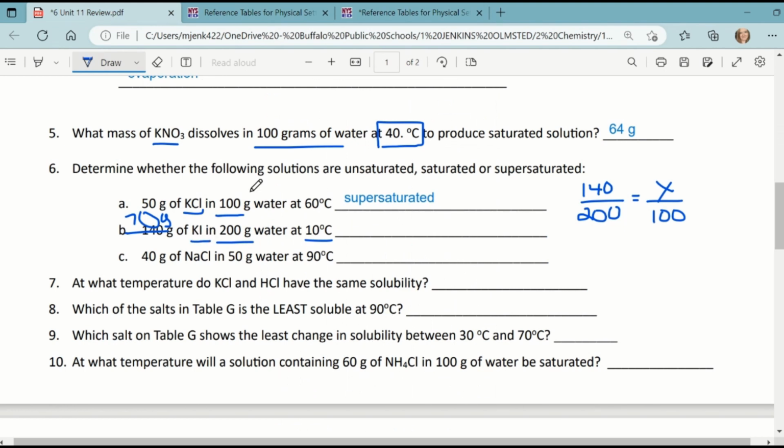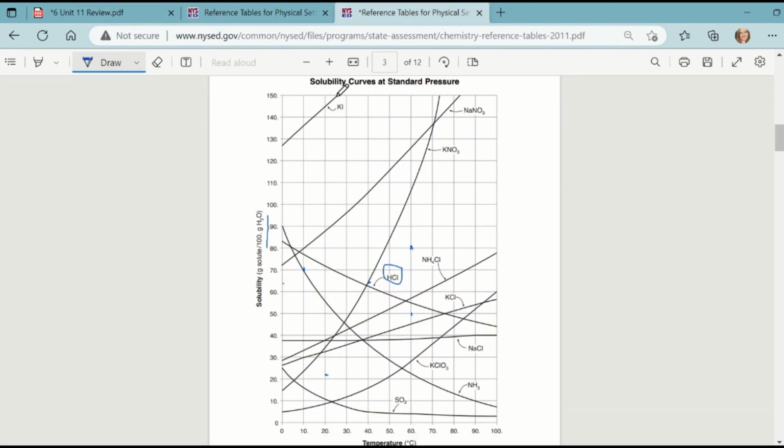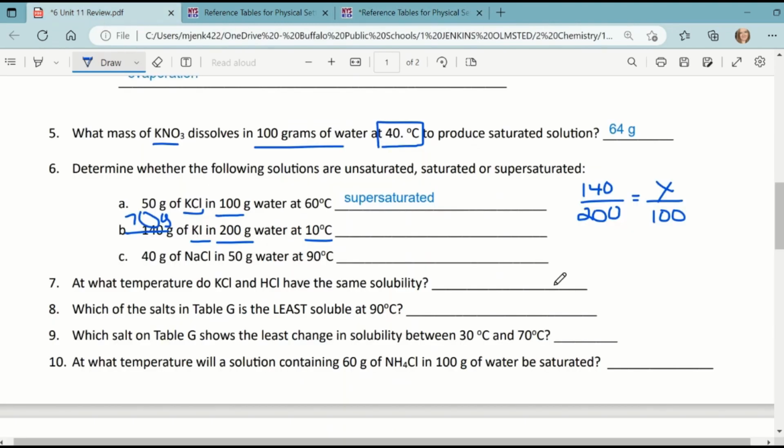And I'm looking at KI. So where is KI? Well, it's all the way up here, right? So it is under that. Now look, if it was NH3, it would have been saturated because it's on that line. But for comparing it to KI, we are unsaturated.